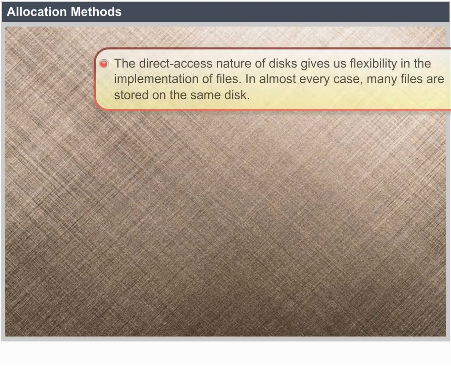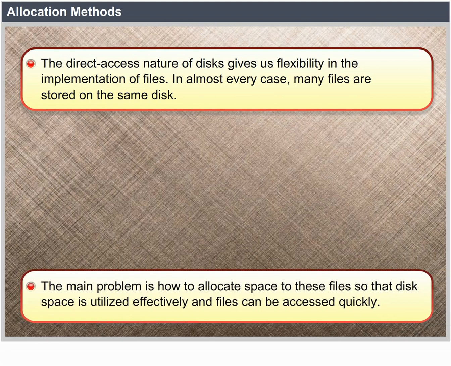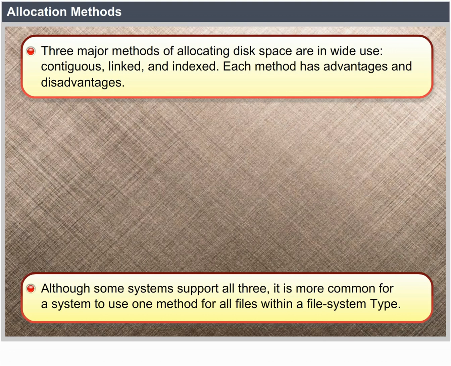Allocation methods. The direct access nature of disks gives us flexibility in the implementation of files. In almost every case, many files are stored on the same disk. The main problem is how to allocate space to these files so that disk space is utilized effectively and files can be accessed quickly. Three major methods of allocating disk space are in wide use: contiguous, linked, and indexed. Each method has advantages and disadvantages. Although some systems support all three, it is more common for a system to use one method for all files within a file system type.